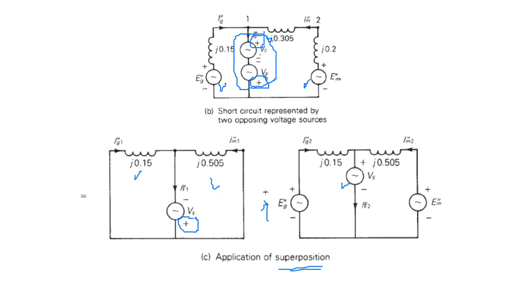We call it I double prime F, and this is F1, and this will be I double prime F2. So we add I double prime F1 plus I double prime F2. I double prime is the subtransient current, the fault current. That's why we model this as two, because we want to divide them like this.